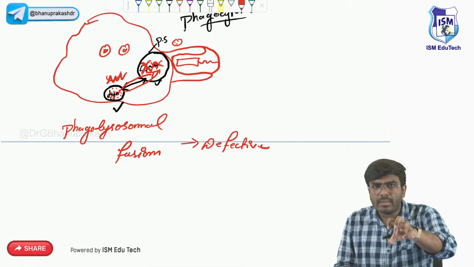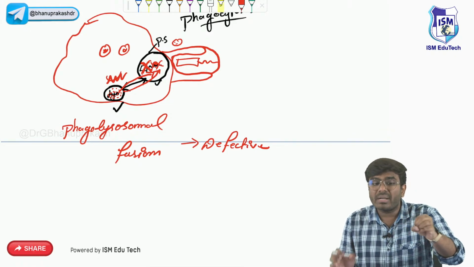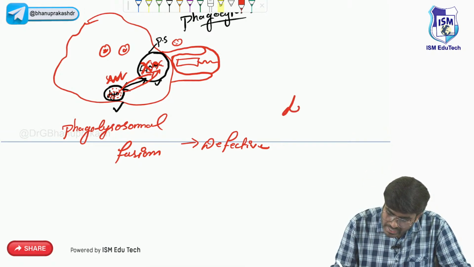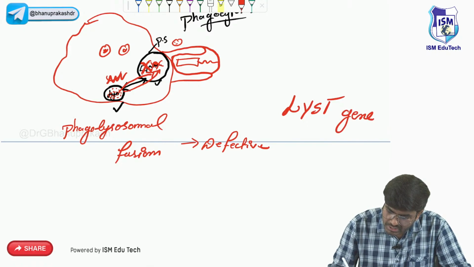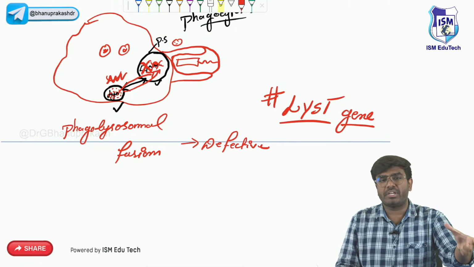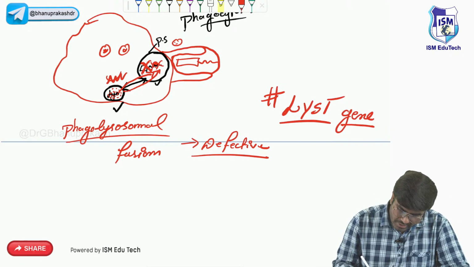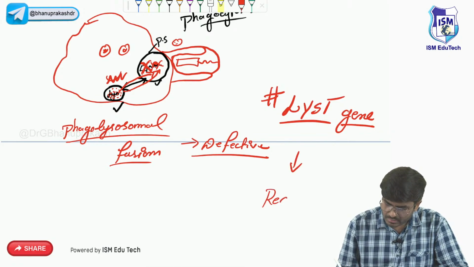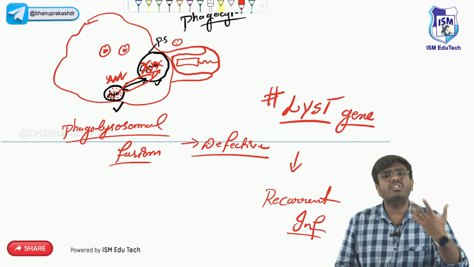A macrophage is eating the bacteria, phagocytosing the bacteria, but the lysosome is not coming and fusing because of a mutation called LYST gene mutation. The LYST gene is mutated. Very, very important. Because of LYST gene mutation, phagolysosomal fusion is defective, so that this person is going to have recurrent infections. Why? Because the bacteria is not getting killed.